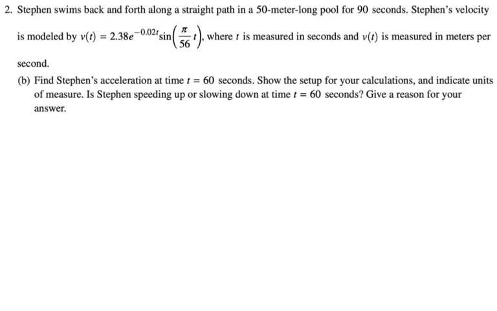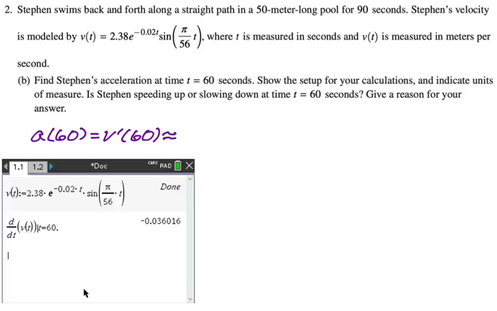Find Steven's acceleration at t equals 60 seconds. Show the setup for your calculations and indicate units of measure. Then we'll have to say if Steven is speeding up or slowing down at 60 and give a reason for that. It's like they're asking multiple questions in each part these days. First, the acceleration is the derivative of velocity, so a of 60 is v prime of 60. Using the calculator, I found the derivative at 60 and got approximately negative 0.036.